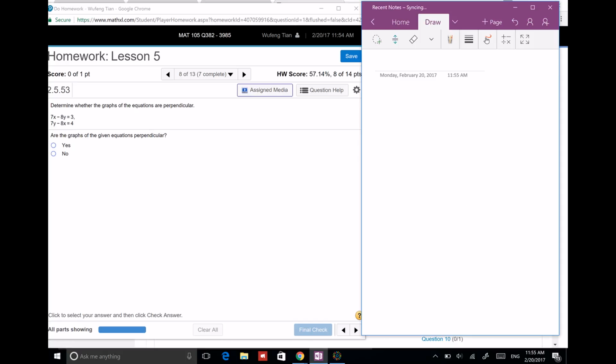Alright, determine whether the graph of the equations are perpendicular. If perpendicular, they have m1 times m2 equals negative 1. If the slope is the opposite reciprocal, it is perpendicular, which means if you multiply those two slopes and they equal negative 1, it is perpendicular.